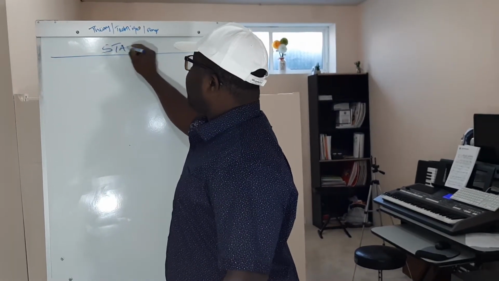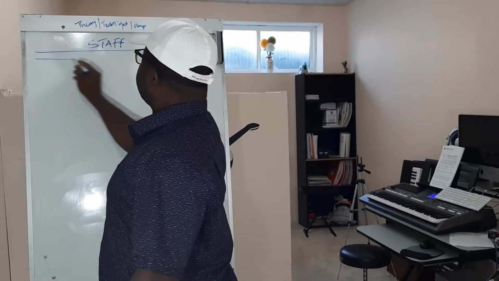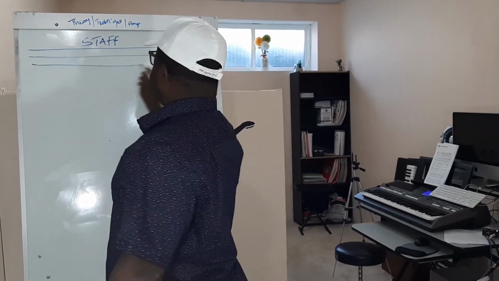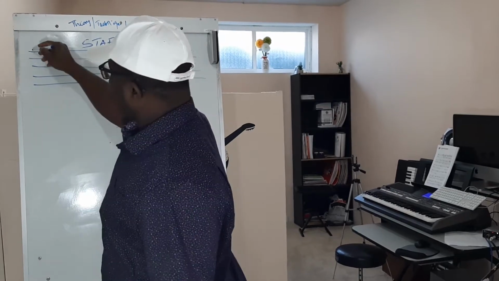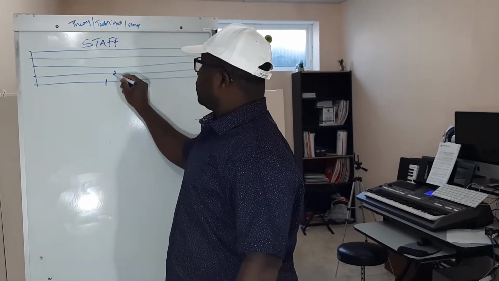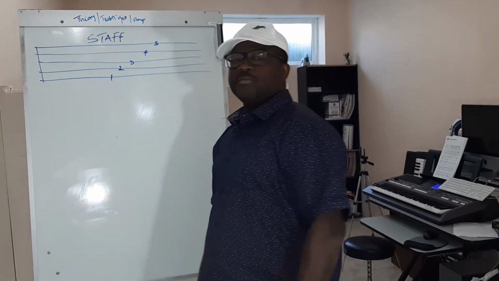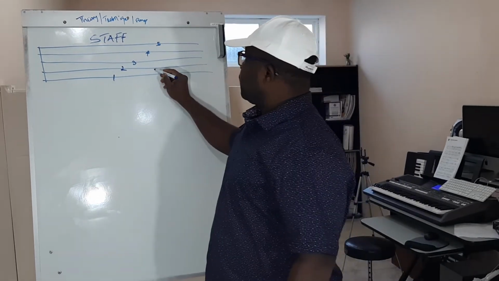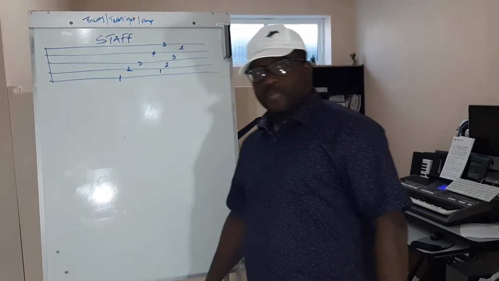Okay, a staff consists of 5 lines and 4 spaces. So these are the lines: 1, 2, 3, 4, 5 lines, and then these are the spaces: 1, 2, 3, 4 spaces.